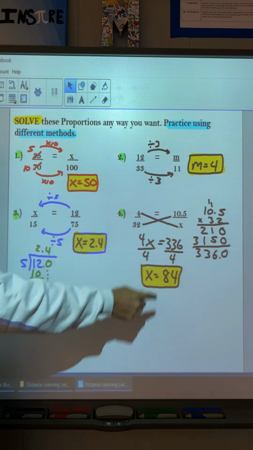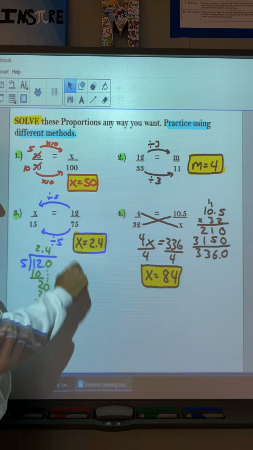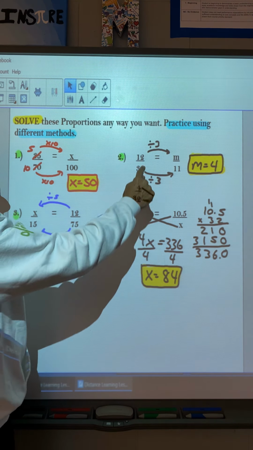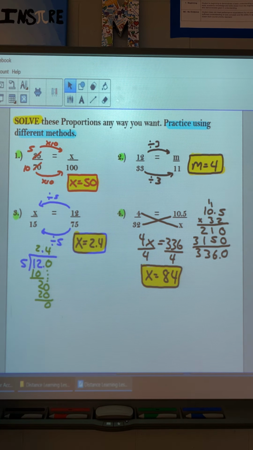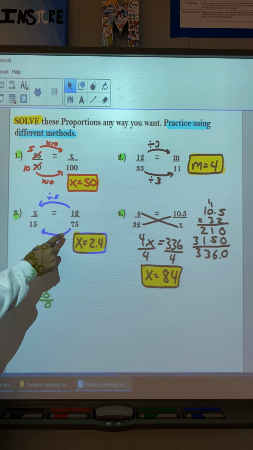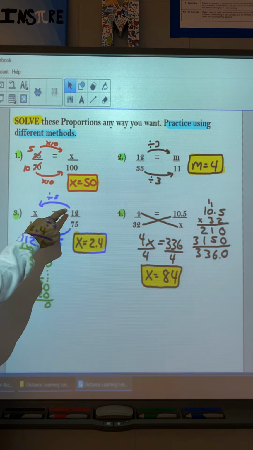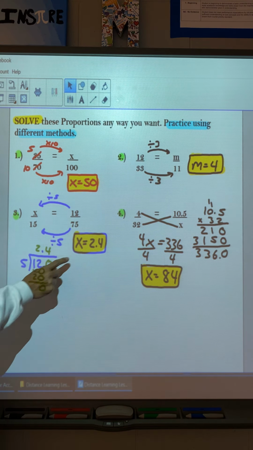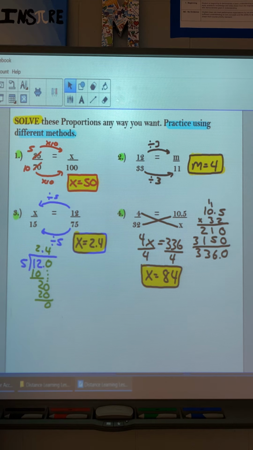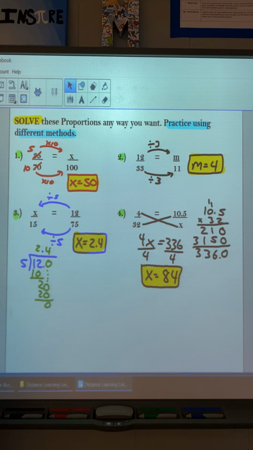In the second one, I noticed to get from 33 down to 11, I only had to divide by 3. So I divided 12 by 3 to get to 4. I also saw on number 3 that from 75 down to 15 was divided by 5. So I divided 12 by 5, which comes out to be a little bit of a goofy number, but it's 2.4. I know some of you might cross multiply and divide. That might be a better avenue for you.